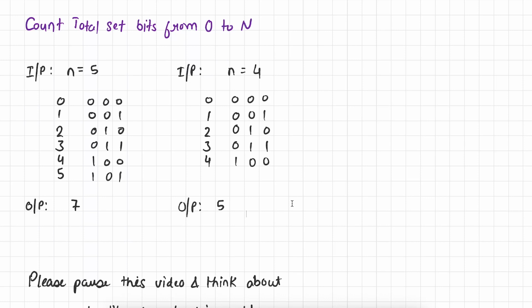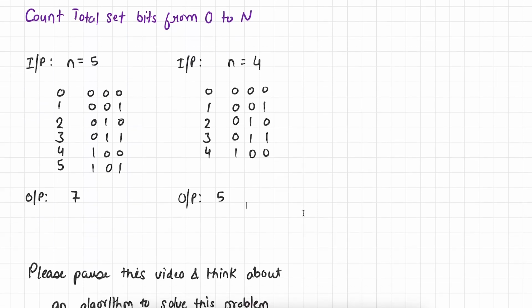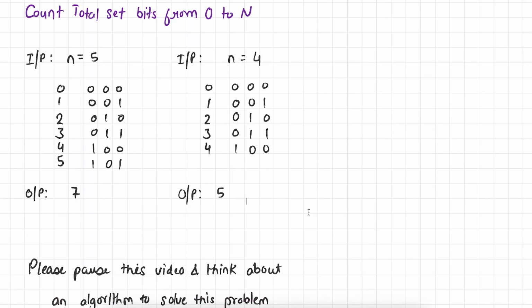We have seen a variation of this problem in the previous video. In that problem, we had to find the count of set bits in a specific number. But in this problem, we have to count the total set bits from 0 to the number. It means if the number is 12, then we have to count the total set bits from 0 to 12. Got it? So I hope you understood this problem really well. Let's pause this video and think about an algorithm to solve this problem.